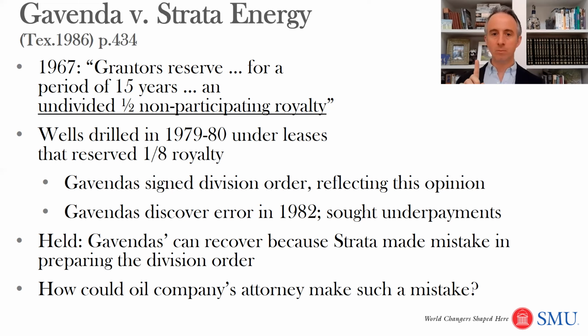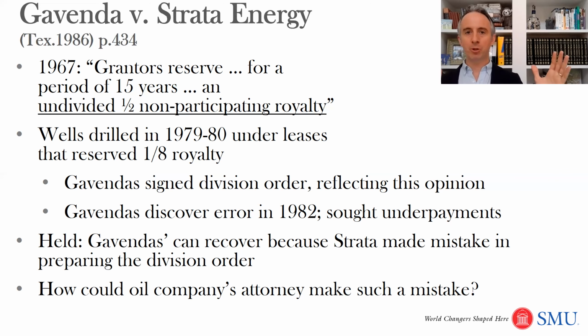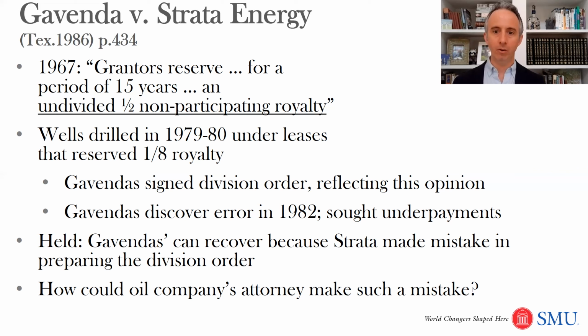And in fact, what could the oil and gas company have done under this reservation? Notice the specific terms. Grantors reserves for a period of 15 years an undivided 1/2 non-participating royalty. So when did that expire? 1982. Well, the oil and gas company here would have never drilled in 1979 and 80 if it could have just waited till 1982 and been able to keep 7/8 of the oil instead of giving half to the Govendas and 1/8 to the landowner.